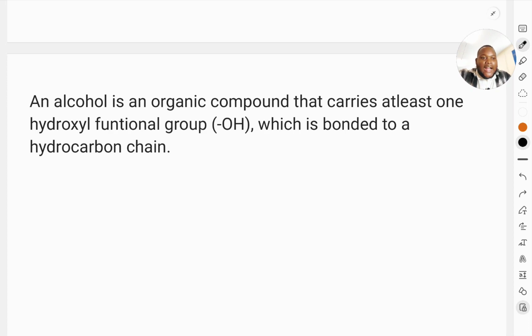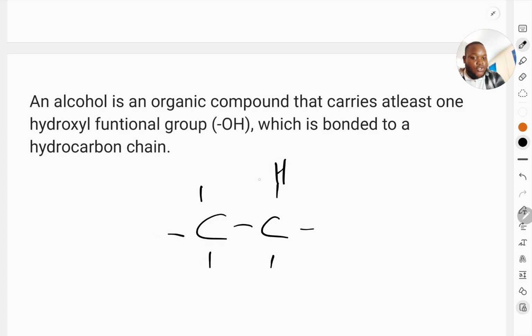So now here I have a statement. It defines what an alcohol is. It says an alcohol is an organic compound that carries at least one hydroxyl functional group, which is seen as OH, which is bonded to a hydrocarbon chain. Let me just give a description of what I am talking about. A hydrocarbon chain is a compound consisting of only hydrogen and carbon atoms, right? So now this compound is a hydrocarbon because it has only hydrogen and carbon atoms.